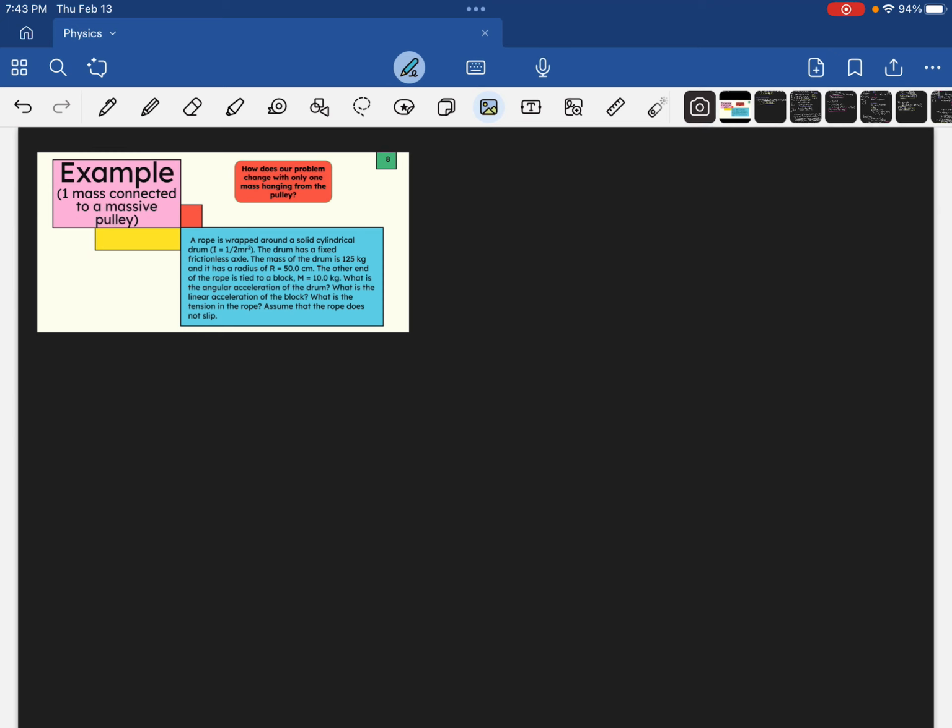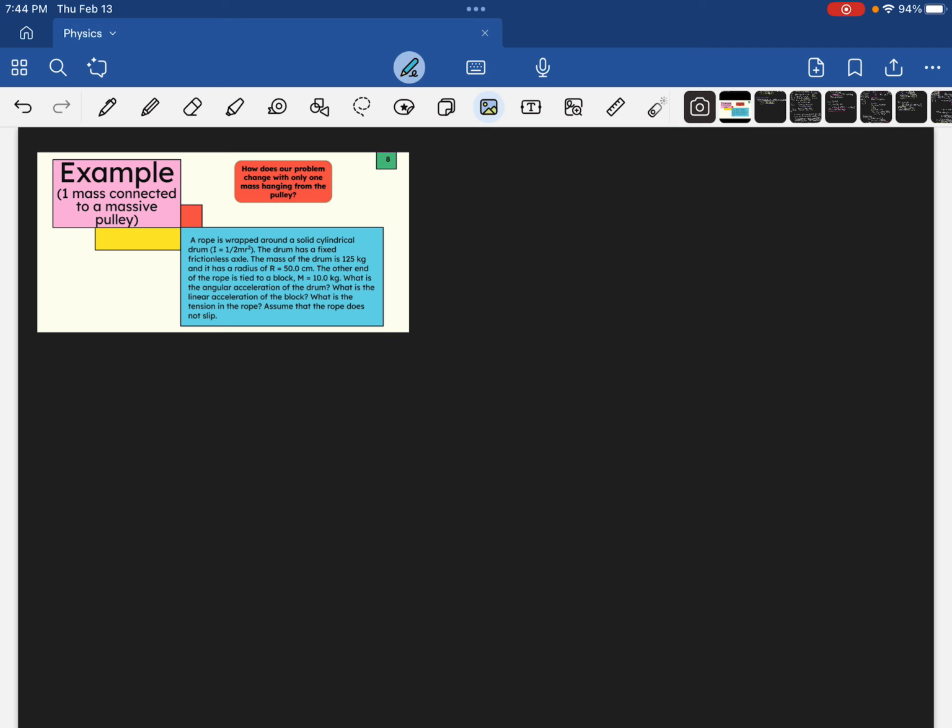All right, so we're going to be looking at this problem. We have a rope wrapped around a solid cylinder drum, and it has a moment of inertia represented by 1/2 mr squared. The drum has a fixed frictionless axle. The mass of the drum is 125 kilograms and it has a radius of 50 centimeters.